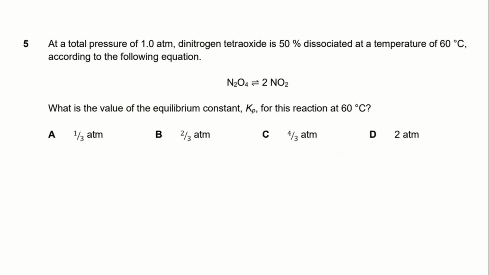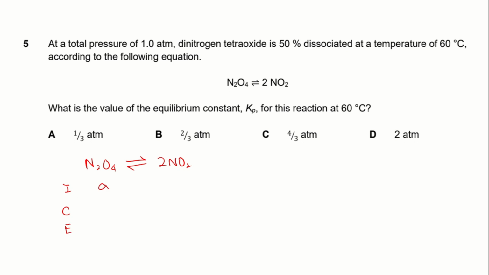This is a question to calculate the equilibrium constant Kp. So we'll need an ICE table for this question. Let me write down the equilibrium equation. I'll put ICE. I stands for initial, C for change, and E for equilibrium.